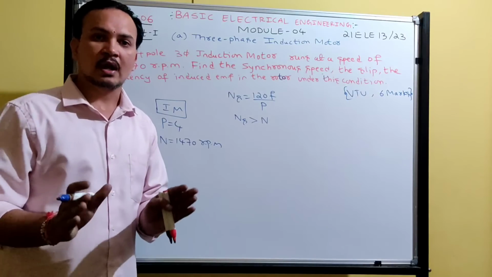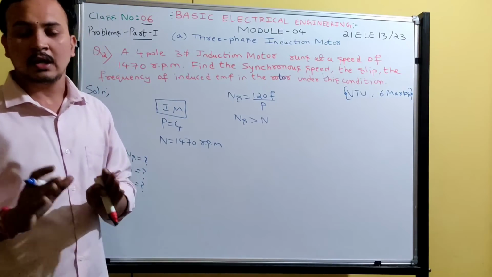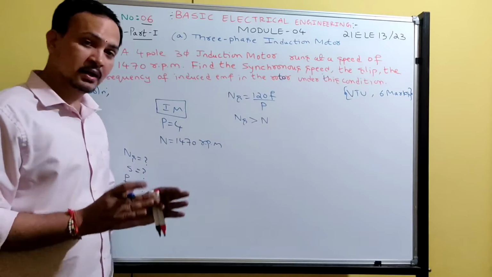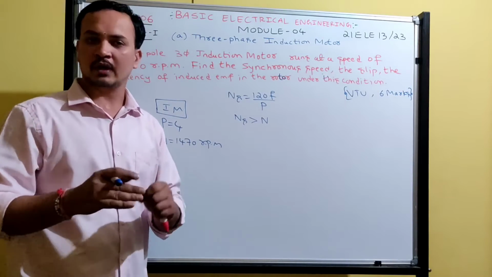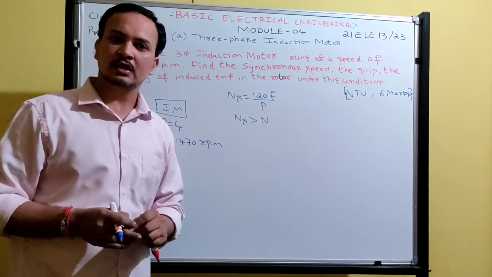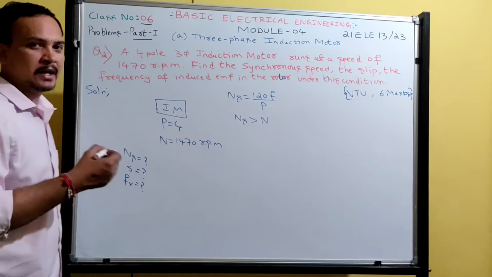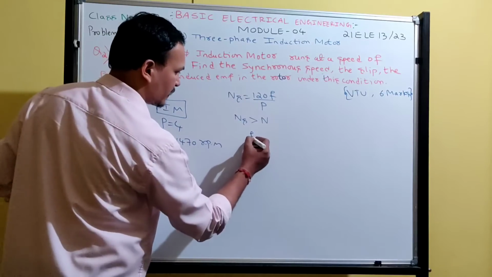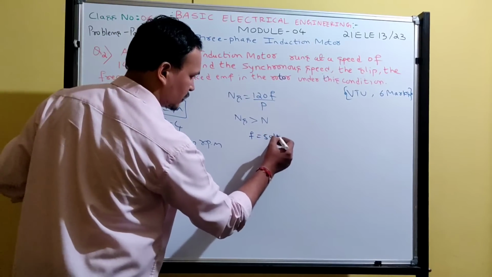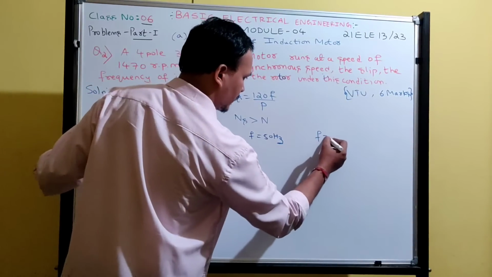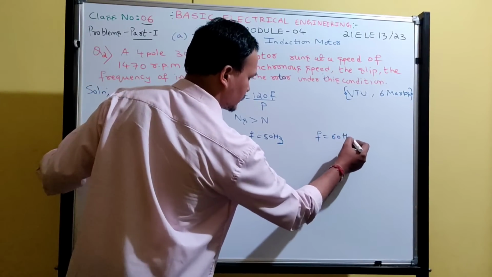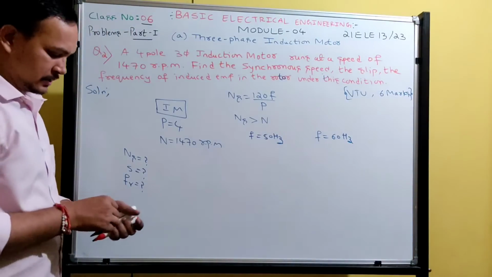All over the world, we have two standard frequencies. India and European countries have 50 Hz and other countries have 60 Hz. Some countries have both frequencies, either 50 or 60 Hz. We can do the analysis by taking f equal to 50 Hz. What Ns we will get, we can check. Similarly, by taking 60 Hz, we can also calculate Ns.